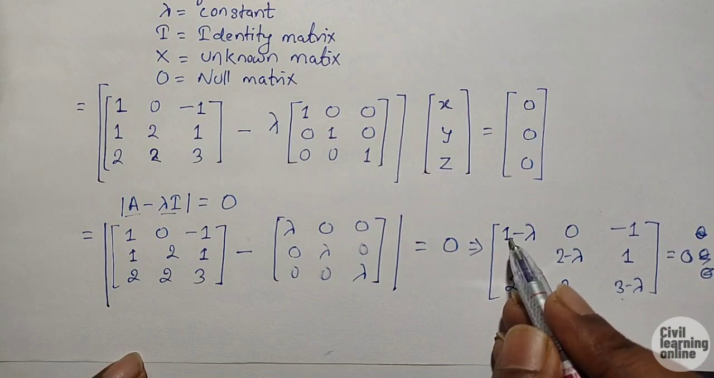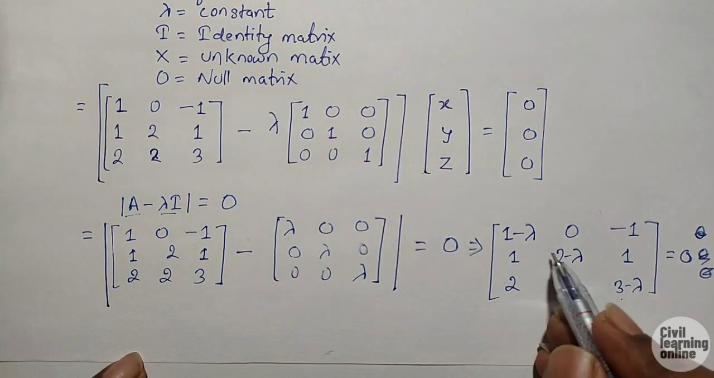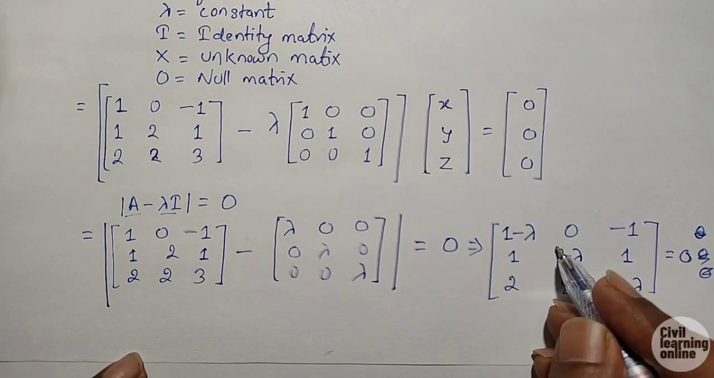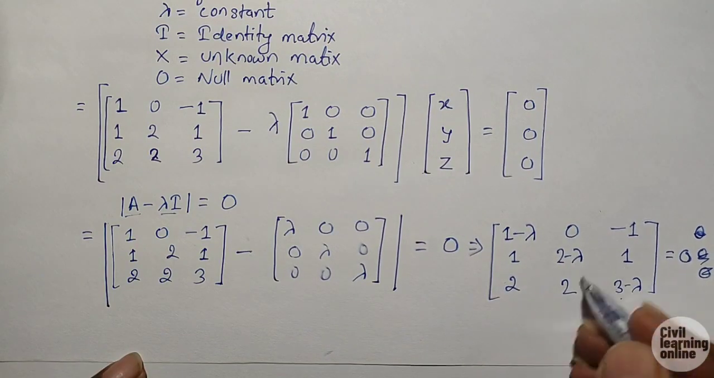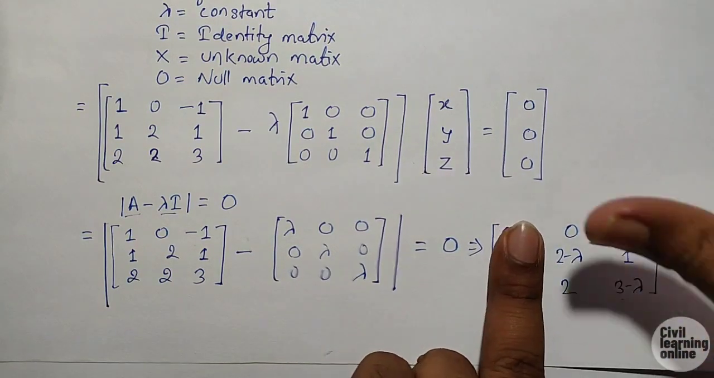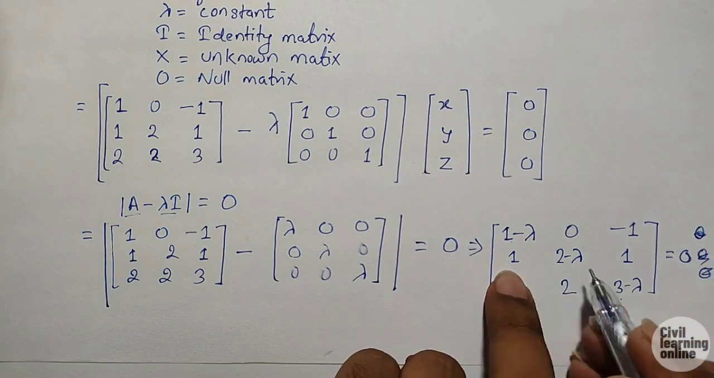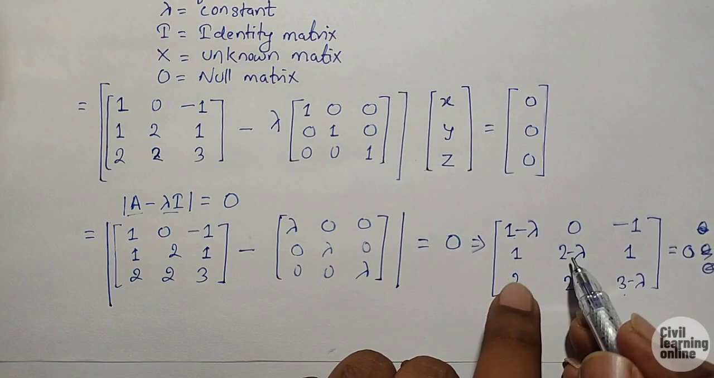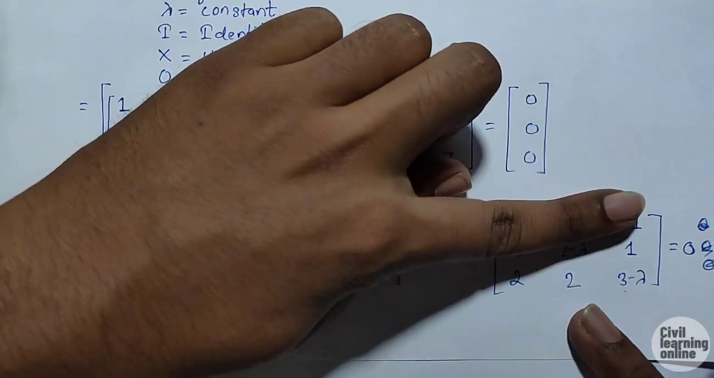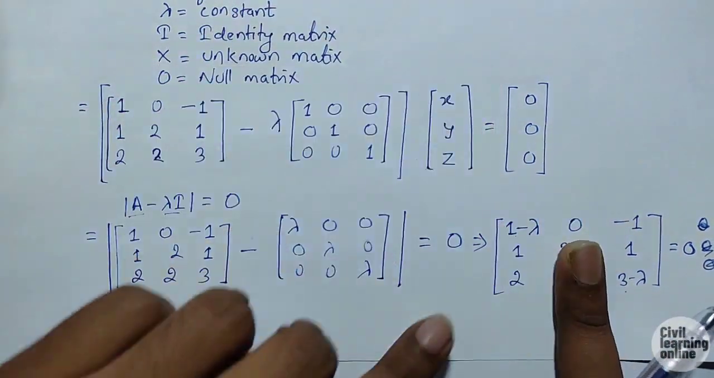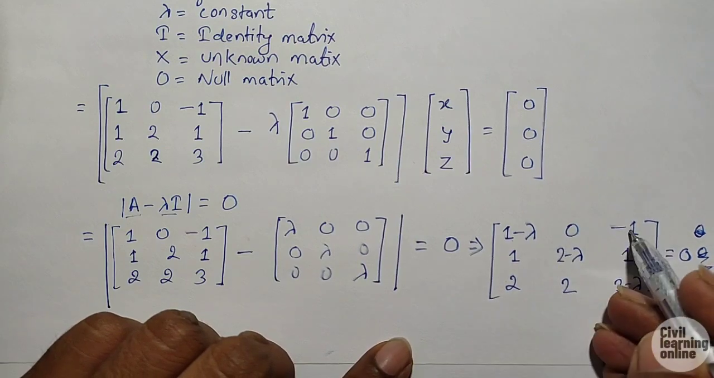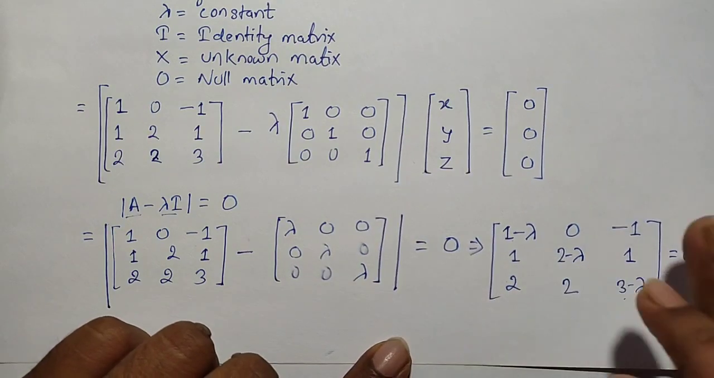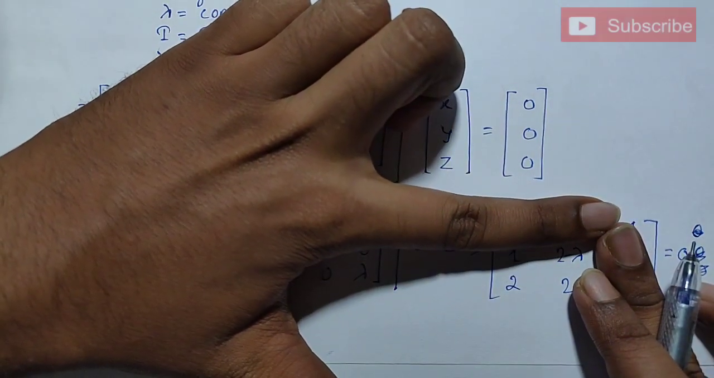If we consider 1 minus lambda, then 1 minus lambda will be multiplied by this portion, because this and this is covered. So 1 minus lambda is multiplied by this, minus 0 times all the element will be taken, leaving this and this items. Again, this minus 1 is multiplied with this up to this value. I hope you are understanding.